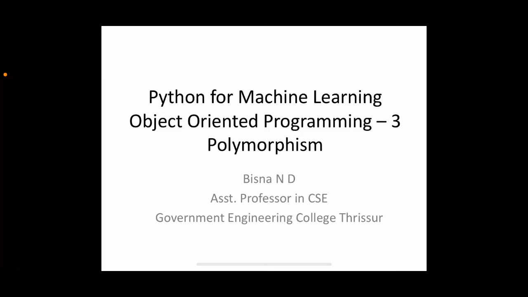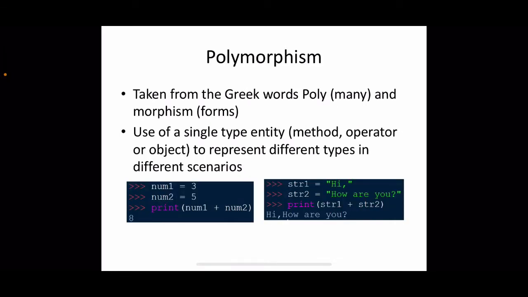This session we will focus on another feature of object-oriented programming, that is polymorphism. The word polymorphism came from two different Greek words. Poly means many and morphism means form. So polymorphism is the use of a single type entity, which can be a method, operator or object, to represent different types in different scenarios. The same entity, maybe an operator, object or method, acts differently according to different situations.